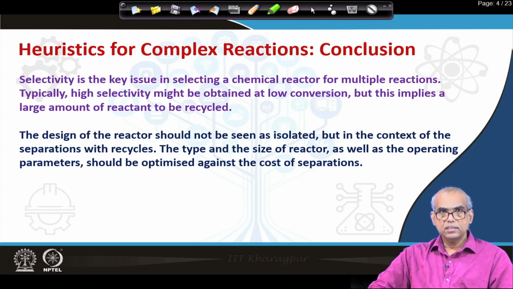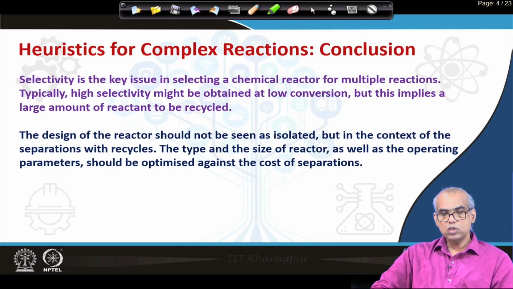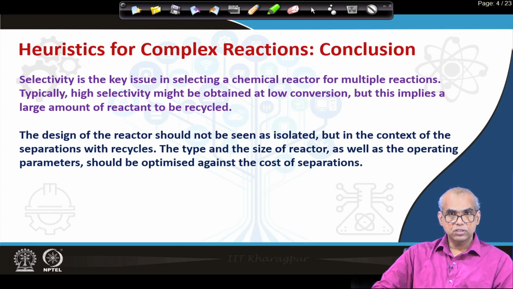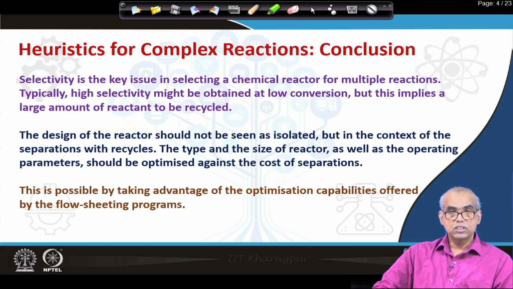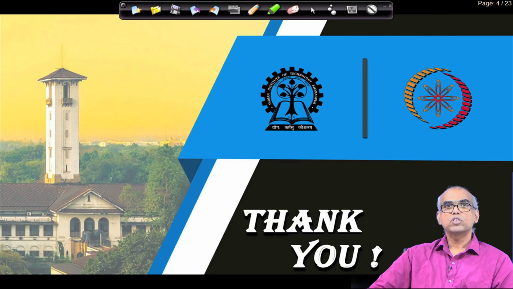The design of the reactor should not be seen in isolation, but it must be seen in the context of separations with recycles. The type and size of the reactor as well as the operating parameters should be optimized against the cost of separations. This is possible by taking advantage of the optimization capabilities offered by various flow sheeting programs that are available. So, with this we stop our discussion.